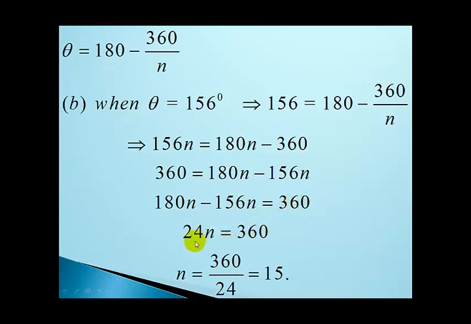Now we are dividing both sides by 24 so that we can make n the subject. Dividing the left by 24, we are left with n. Dividing the right by 24, we are left with 360 by 24, and the answer is 15. That means that the number of sides is 15 when the angle is equal to 156 degrees.